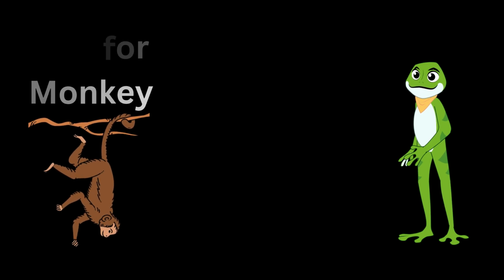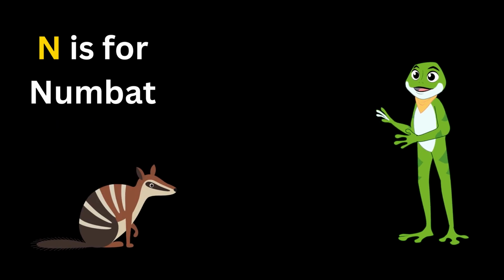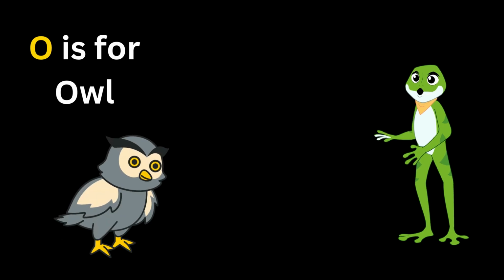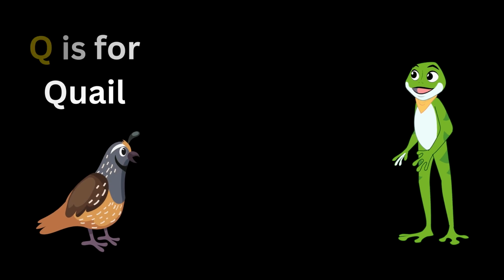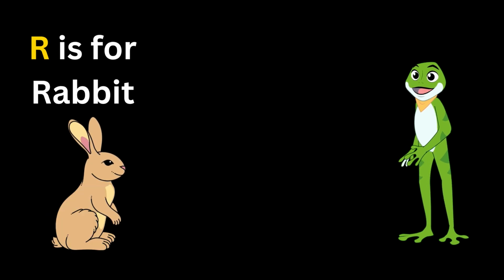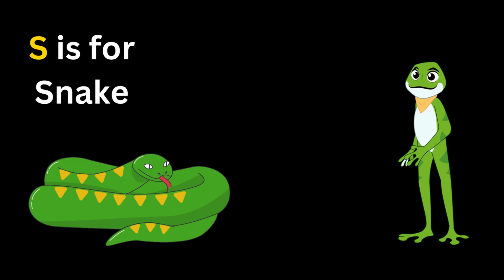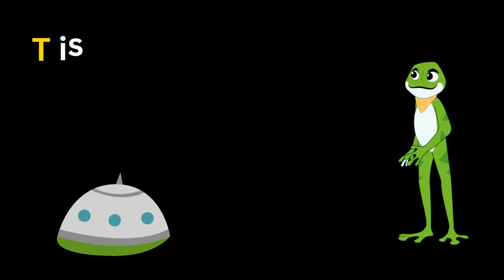M. M is for monkey. N. N is for numbat. O. O is for owl. P. P is for parrots. Q. Q is for quail. R. R is for rabbit. S. S is for snake.